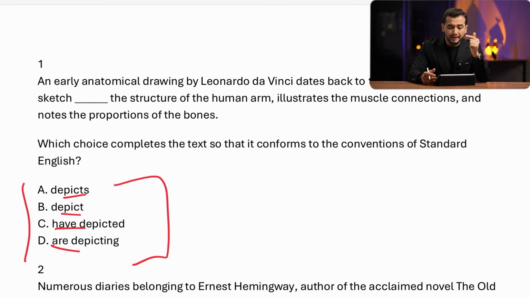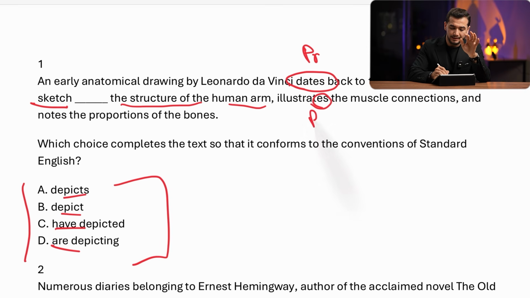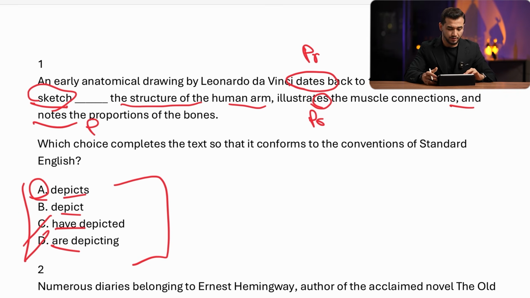An early anatomical drawing by Leonardo da Vinci dates back. So I'm paying attention to tense here. Dates back, so it is present. So to the late 15th century, the sketch, the structure of the human arm, illustrates, you see, it's again present, and notes. So again present, so obviously that's gonna be present simple tense. Well, now we have options A and B. It should be A because the subject is singular. A, that's all. Sketch depicts.